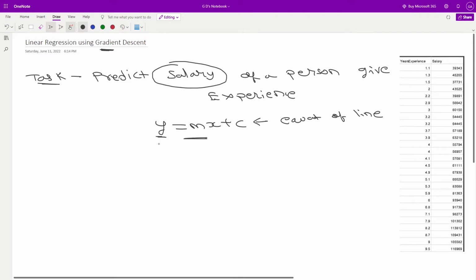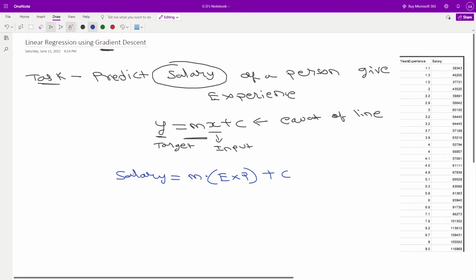So y will be your target, whatever we want to predict, right? And x will be your input, and we'll talk about what m and c are in the next few minutes, right? As I told, y is your target, so y becomes the salary of a person. So you are trying to predict the salary of a person given experience. When experience is given to us, we have to predict the salary.